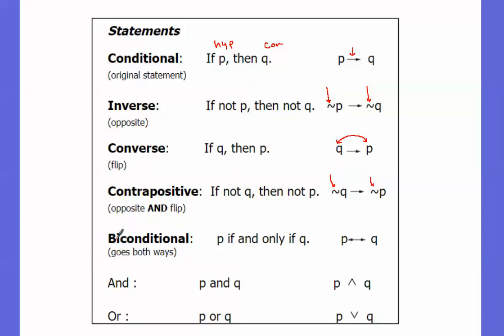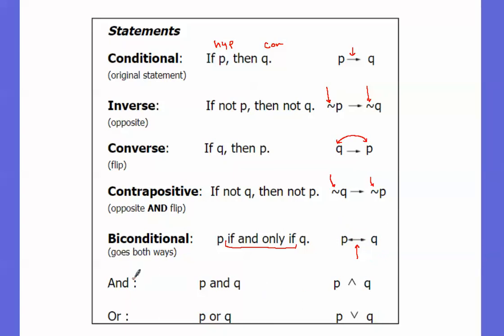The last one, the biconditional, is essentially one that goes both ways. If P, if and only if Q. This phrase, if and only if, is represented by this double-headed arrow, representing the fact that the statement runs forward and backward. You still maintain the hypothesis letter in the front and the conclusion letter in the back.